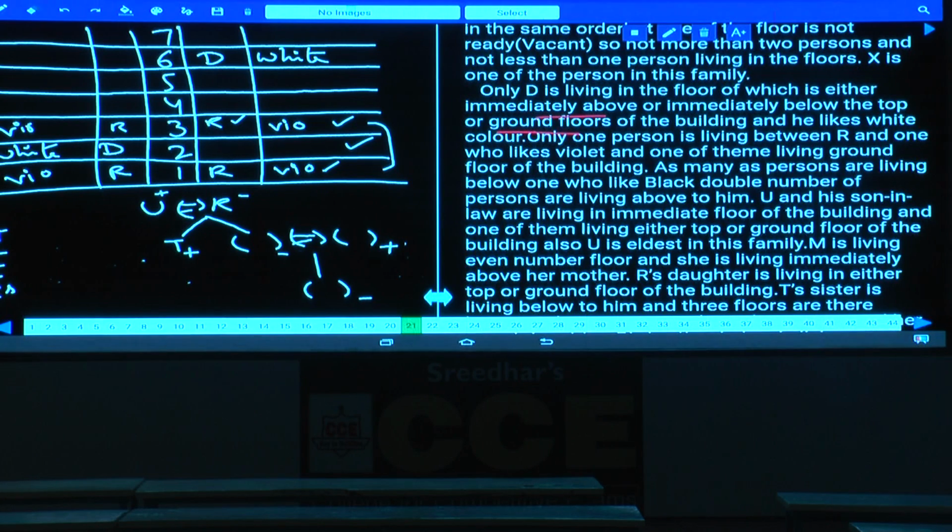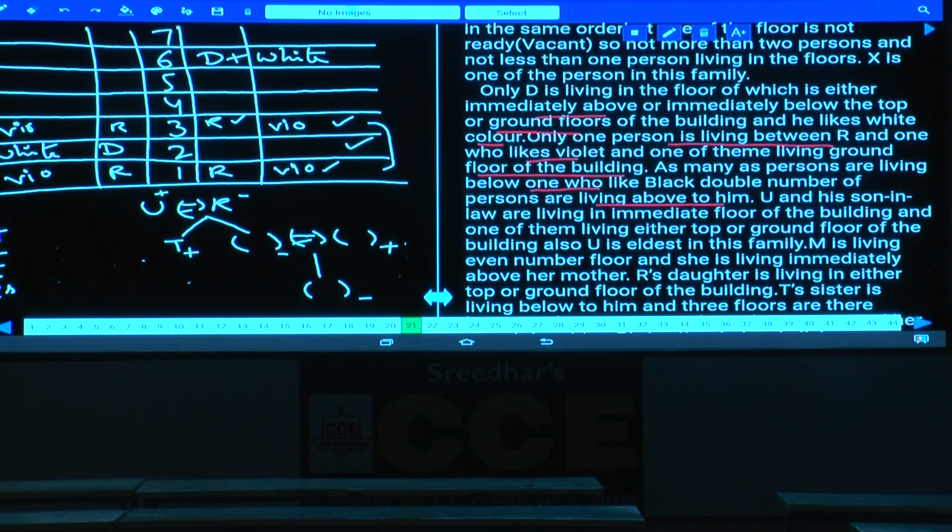Now D is a male. And he likes what? And he likes white color. D likes white color, we have taken. One person is living between R and the one who likes violet, and one of them is living on the ground floor of the building. As many persons are living below the one who likes black color as double the number of persons living above him.